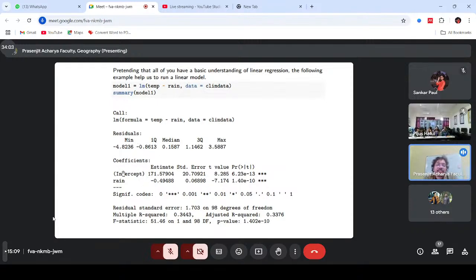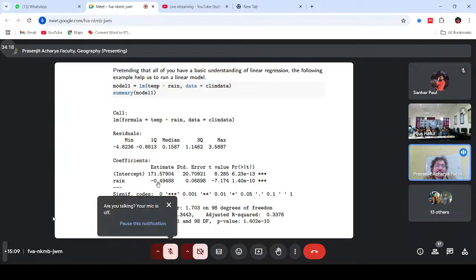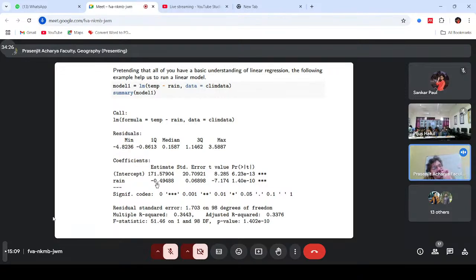So we have this function, the coefficients. This is our beta 0, the intercept. This is your beta 1, that's the slope. So we have our estimates. The intercept is 171.75, and the beta 1, which is the slope value, is negative 0.49488, which suggests that if precipitation increases by 1 millimeter, temperature drops by 0.49488 degrees Celsius. And this is just the intercept in terms of degrees Celsius.